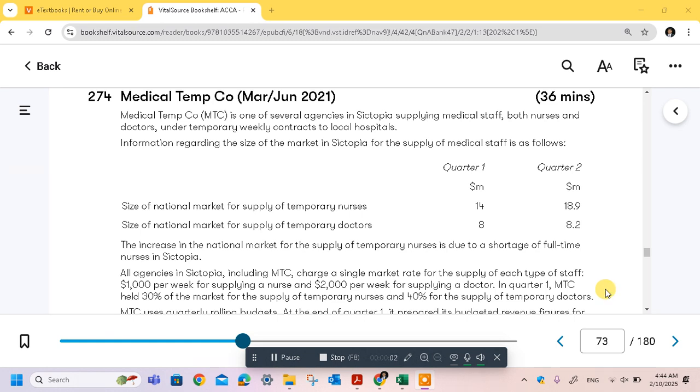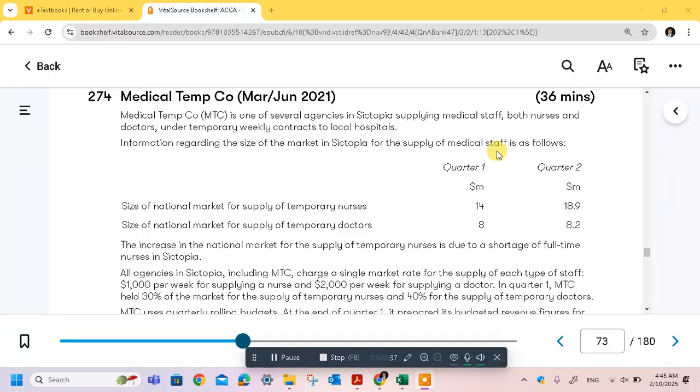Hi students, in this video we are going to see one past exam question on variances. The variances, particularly market size and market share variance, sometimes students find a little bit confusing. So I have taken the 2021 March-June exam Section C question on market size and market share variances. Let's first read the question and then I'll tell you the action plan for how we are going to answer this.